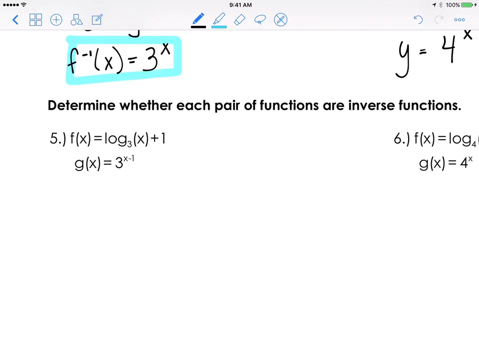So we're going to do the same thing over here, and we can do either one, whichever one you want to change. You can either change the g of x and write it in log form, or you can change your f of x and write it in exponential form. I think I'm going to do on this first one, I'm going to change this f of x to exponential. So we've got to rewrite it first where we switch our x's and y's.